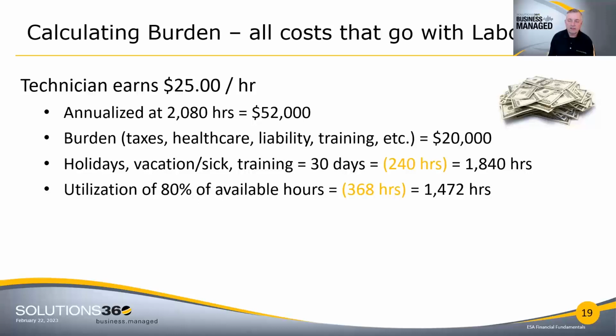Regardless, my cost out of pocket is $72,000 for that employee and for each one of them that I have working on my staff. And I also give them some holidays and vacation and training time. And just for ease of number, let's say that equals 30 days, not far off. So that's 240 hours of that 2,080 hours that they're available to work. So now their availability to work is only 1,840 hours. I can't bill them more than 1,840 hours.